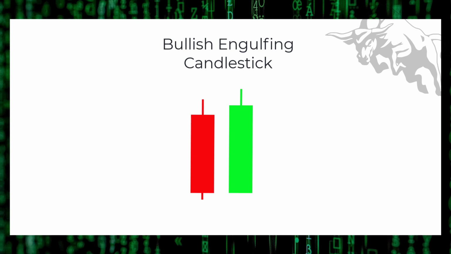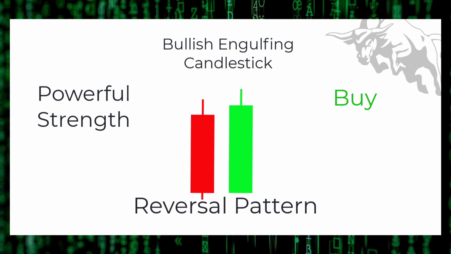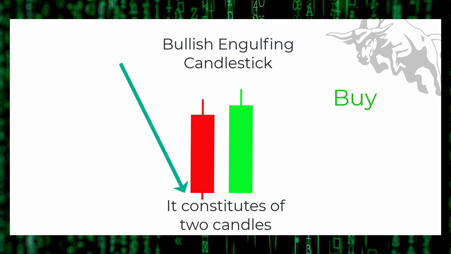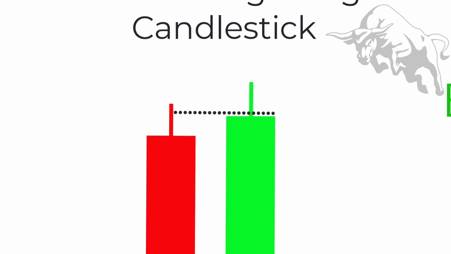Next is the bullish engulfing candlestick. It's a reversal pattern and a strong buy signal. It constitutes of two candles with long bodies. The first is where the price makes a decent drop with a long bearish candle, while the second is where the price comes back up sharply to close above the open price of the previous candle with a longer bullish candle. Remember, the bullish candle closing price needs to be above the first candle open price, while the wick of the second candle has to be higher than the previous candle.